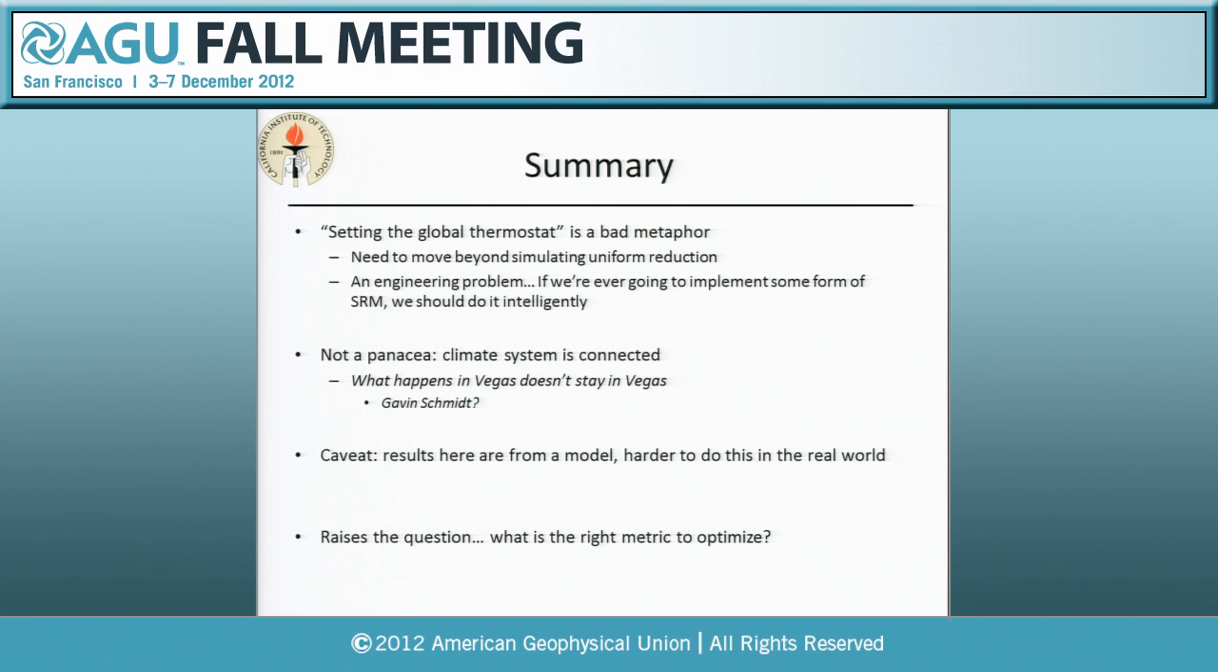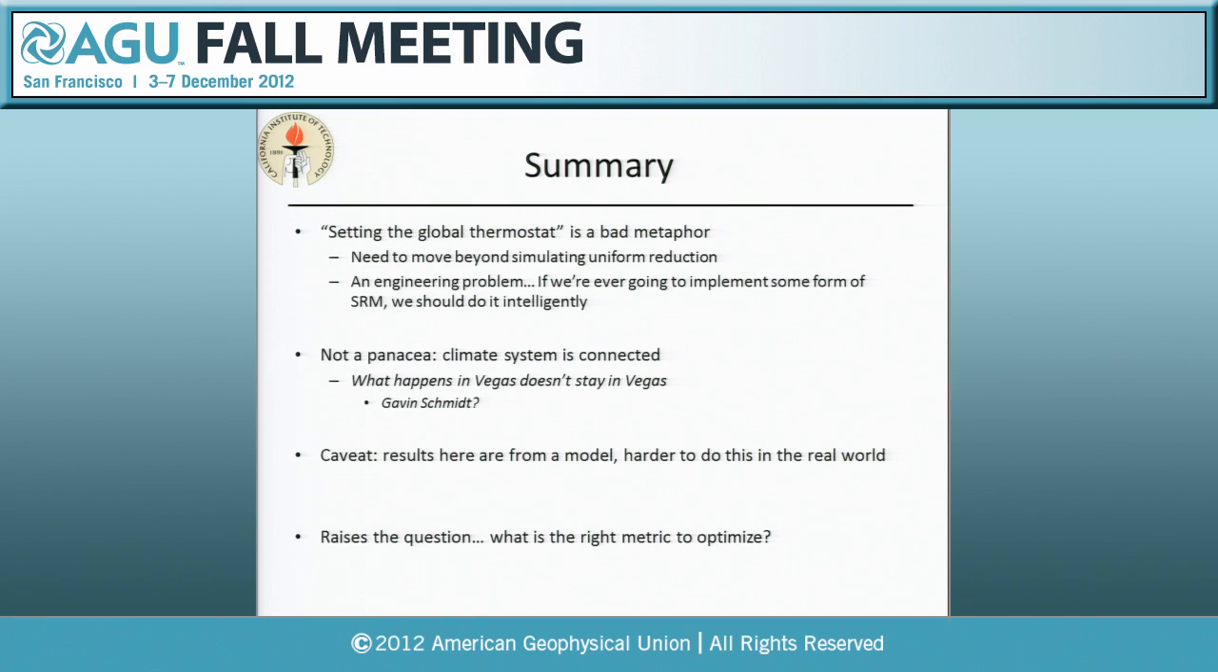And then I actually forgot to ask Gavin. Somebody told me this quote, and I thought it was perfect. So I think this is attributed to Gavin. What happens in Vegas doesn't stay in Vegas. You don't get to just pick and choose. This region gets its climate, and this region gets its climate. We all get to do our own thing. So you do still, of course, have this issue about who decides what the climate should be.